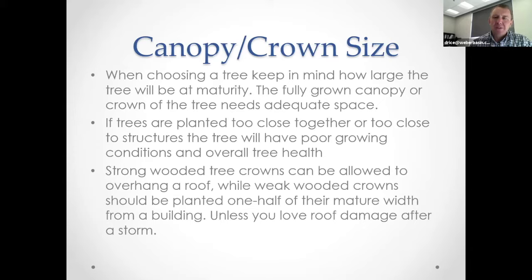If you only have a small space, look for trees that have a small canopy and are going to remain small, so that they're going to be healthy and not overcrowded or tight in the space they're in. Strong wooded trees and tree crowns can be allowed to overhang roofs.